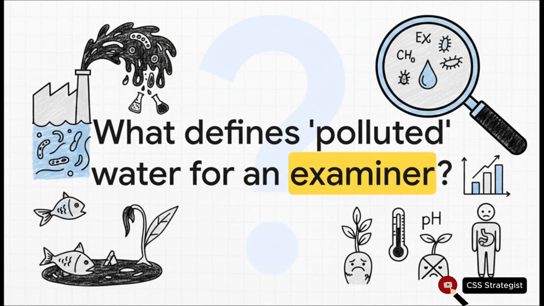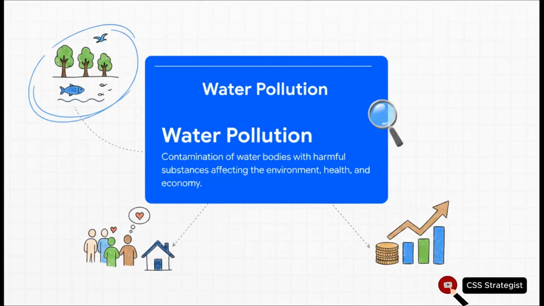Let's break down exactly what that means. And here it is. This is what you absolutely need to grasp, that three-pronged impact. When you're writing your answers, you've got to analyze the consequences for the ecosystem, for human health, and for the economy. Using this framework, that's what gives your response some serious analytical depth.